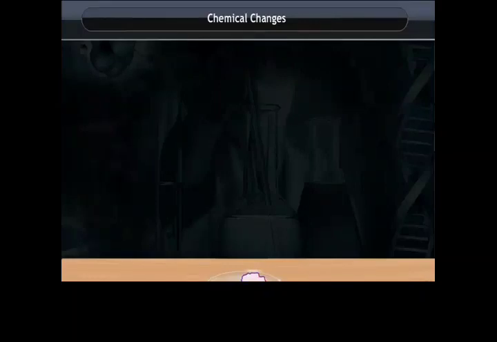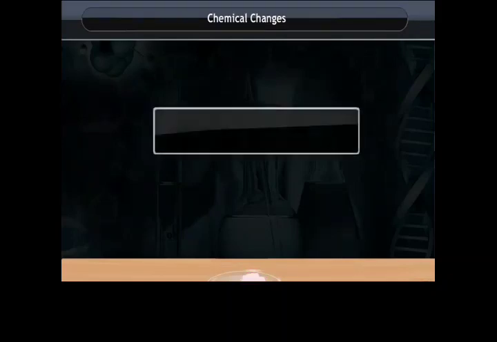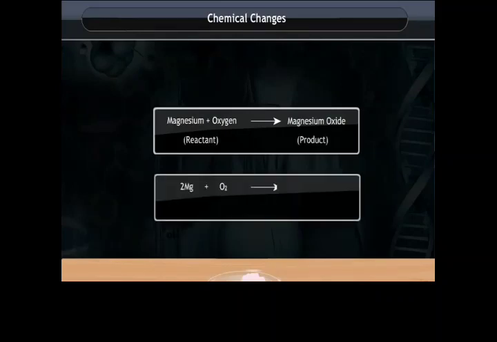This white powder is magnesium oxide, which is formed as a result of a chemical reaction between magnesium ribbon and oxygen present in the air. Hence, it can be said that magnesium reacts with oxygen to produce magnesium oxide. Let us perform another activity.